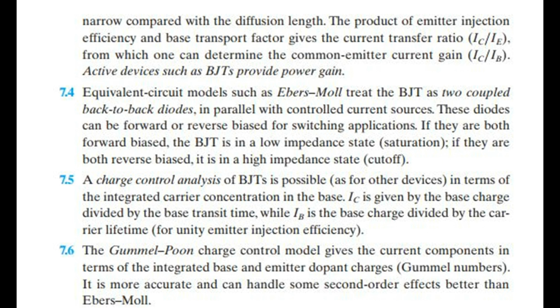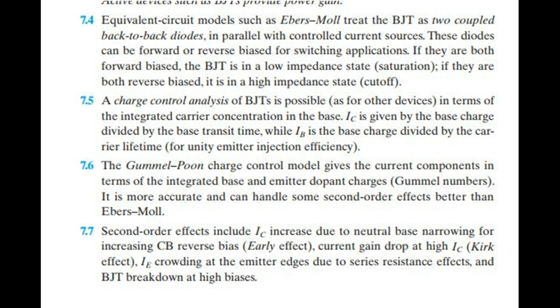7.5 A charge control analysis of BJTs is possible, as for other devices, in terms of the integrated carrier concentration in the base. IC is given by the base charge divided by the base transit time, while IB is the base charge divided by the carrier lifetime, for unity emitter injection efficiency. 7.6 The Gummel-Poon charge control model gives the current components in terms of the integrated base and emitter dopant charges, Gummel numbers. It is more accurate and can handle some second-order effects better than Ebers-Moll.